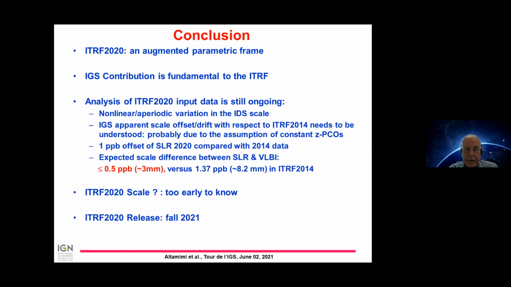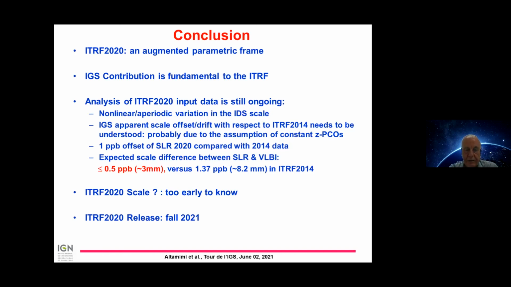The nonlinear aperiodic variation in the IDS scale needs to be investigated. To my last knowledge from the IDS colleagues, they are now about to know why we had that aperiodic variation in the IDS scale. Now, the IGS apparent scale, offset and drift with respect to ITRF 2014, we probably know the reason, especially for the drift itself, which is due to the assumption of constant ZPCOs.